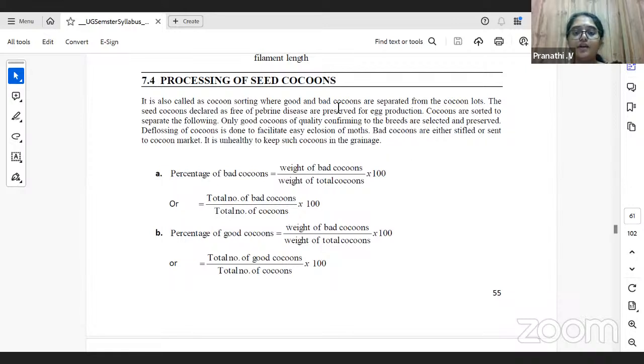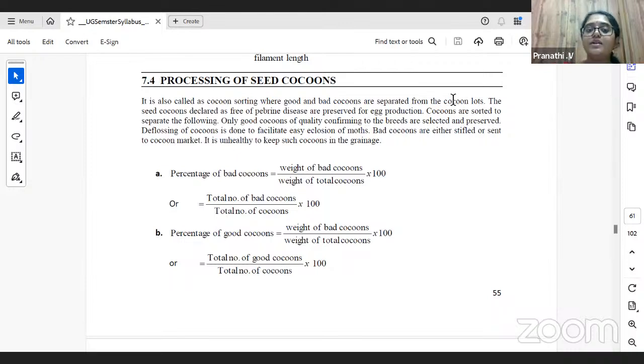The good quality cocoons are taken, confirmed according to the breed, selected, and preserved. Bad cocoons, what are you going to do with them? They are either stifled, killed, or sent to the cocoon market, because it is not healthy for you to keep such kinds of cocoons in the grainage.